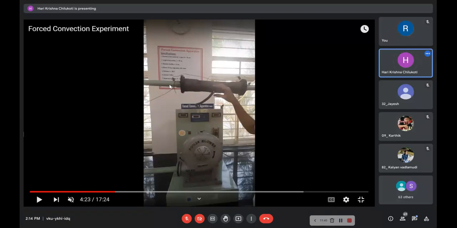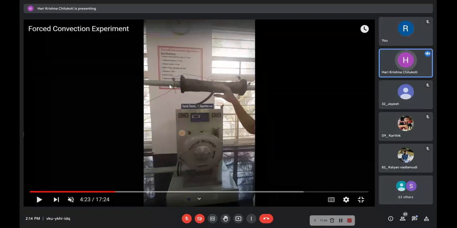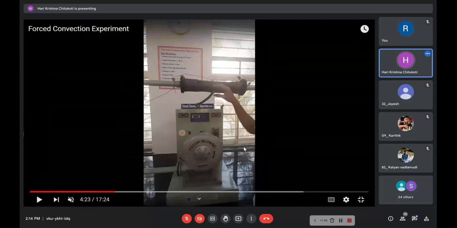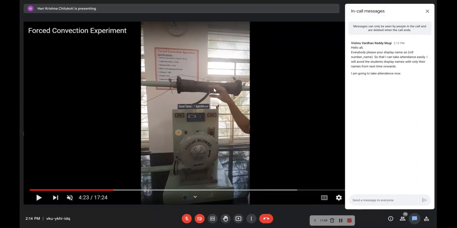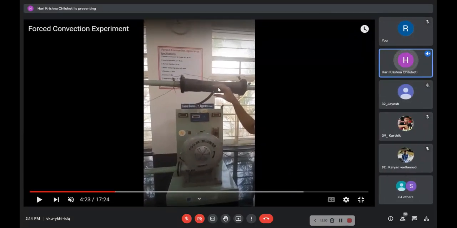When that particular state is achieved, then we will switch off the electric heater first. After some time, we'll turn off the blower. This is the experimental procedure. Now let us see how the calculations will be performed once the experiment is over.